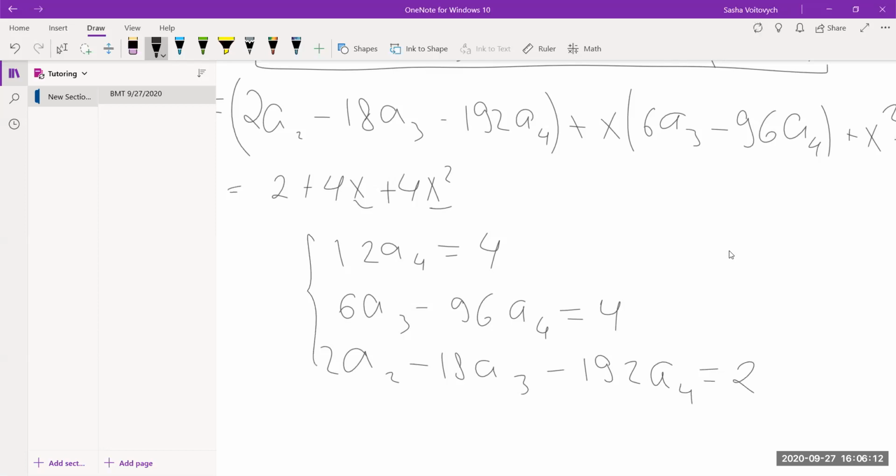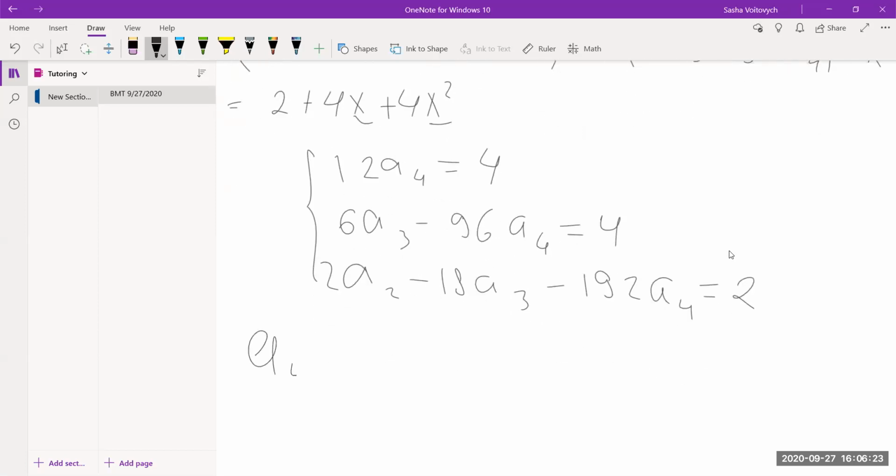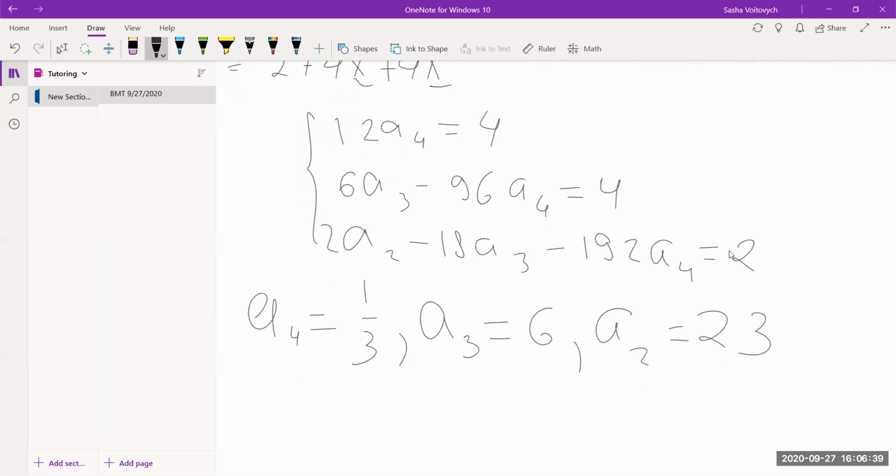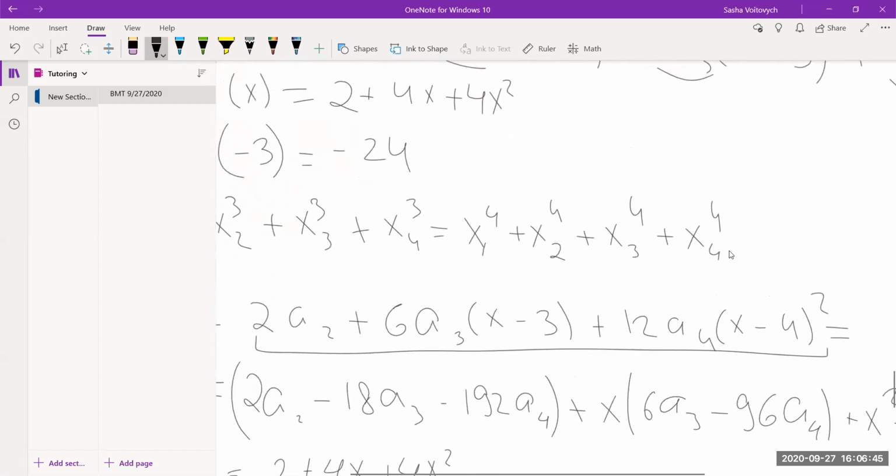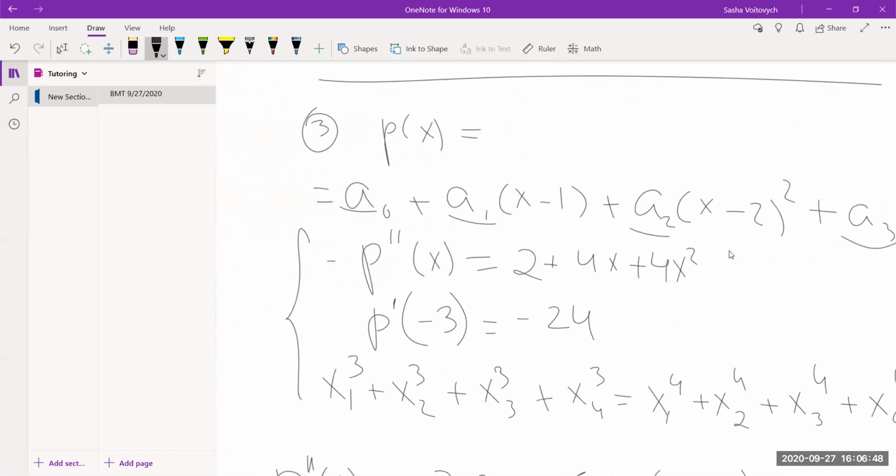So this is a system of 3 linear equations with 3 variables, and it is pretty straightforward how to solve it. I'll just write down the solution. So a4 is equal to 1/3, a3 is equal to 6, and a2 is equal to 23. So these are the values of the coefficients. Now we just have 2 unknown coefficients, a1 and a0.